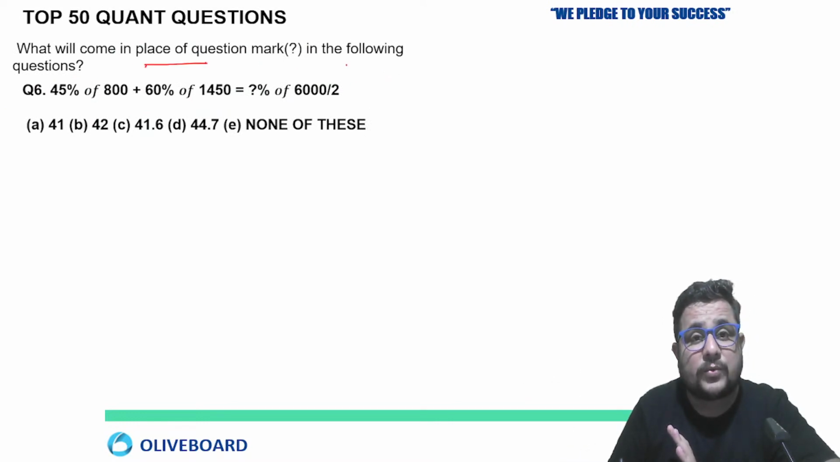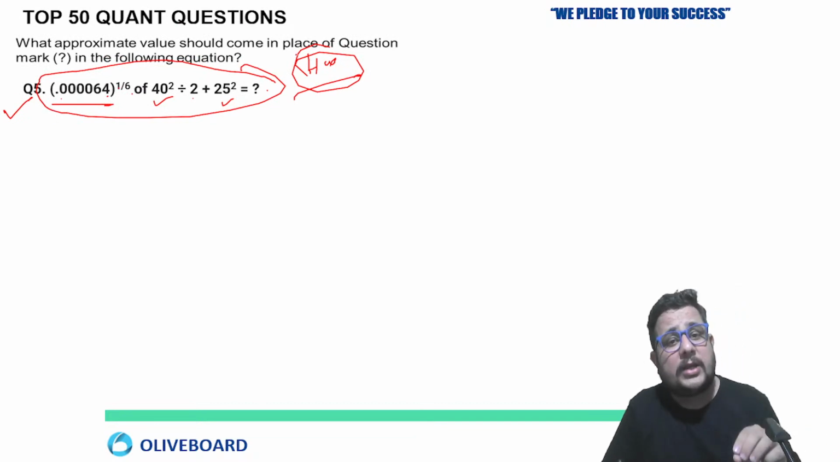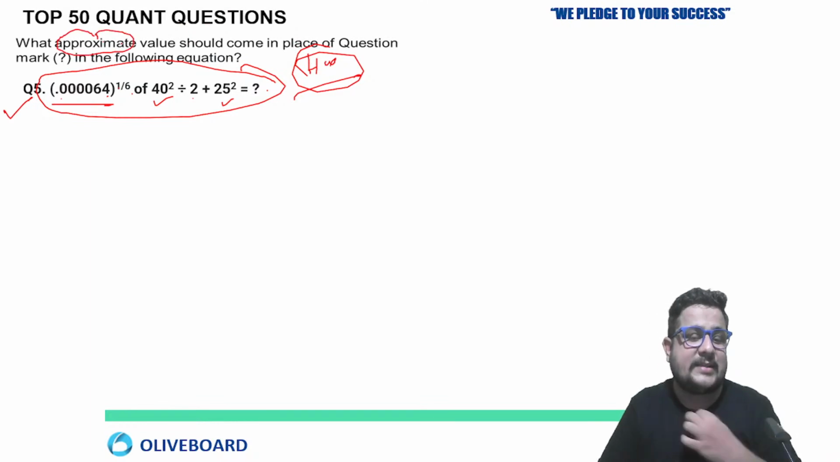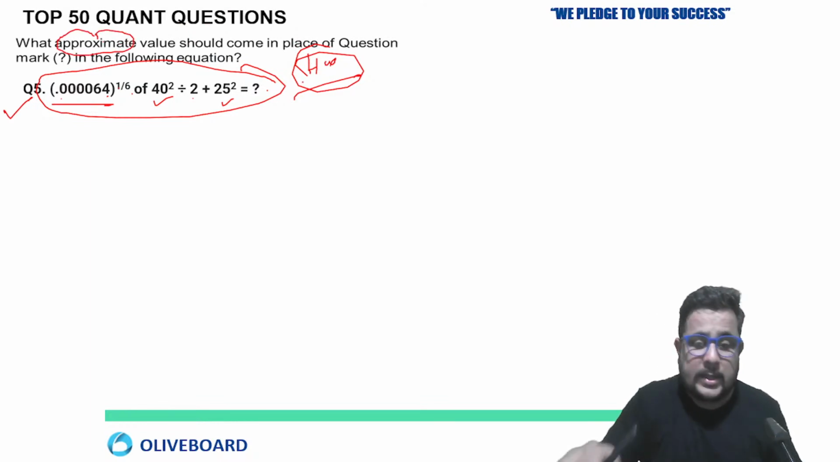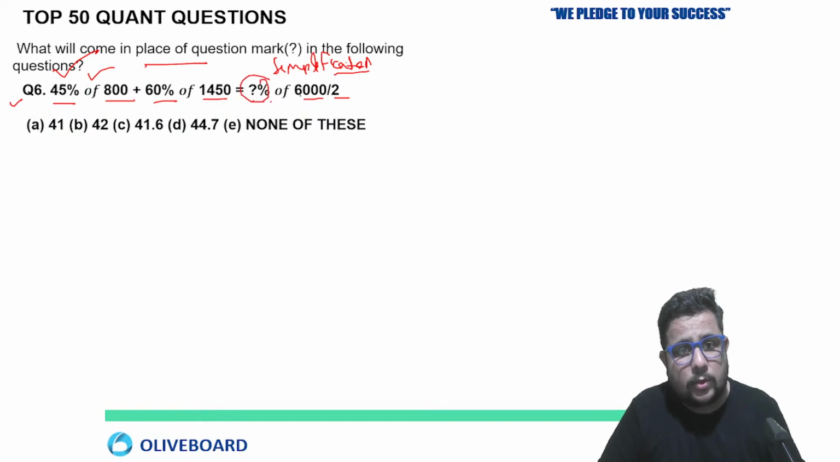Now, what will come in place of question mark in the following question? So this is based on simplification now. See the difference between this question and the previous one. In the previous one, what approximate value should come? They were asking you to find the approximate value. Here the thing is changed. Question number 6: 45% of 800 plus 60% of 1450 plus question mark of 6000 by 2 equals question. Question mark means the missing term percentage. So of 6000 by 2. 6000 by 2 means 3000. Clear?